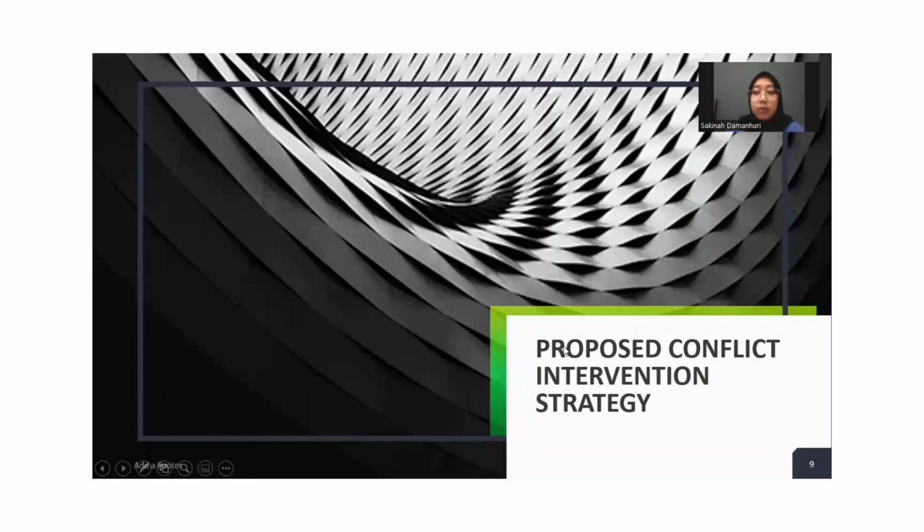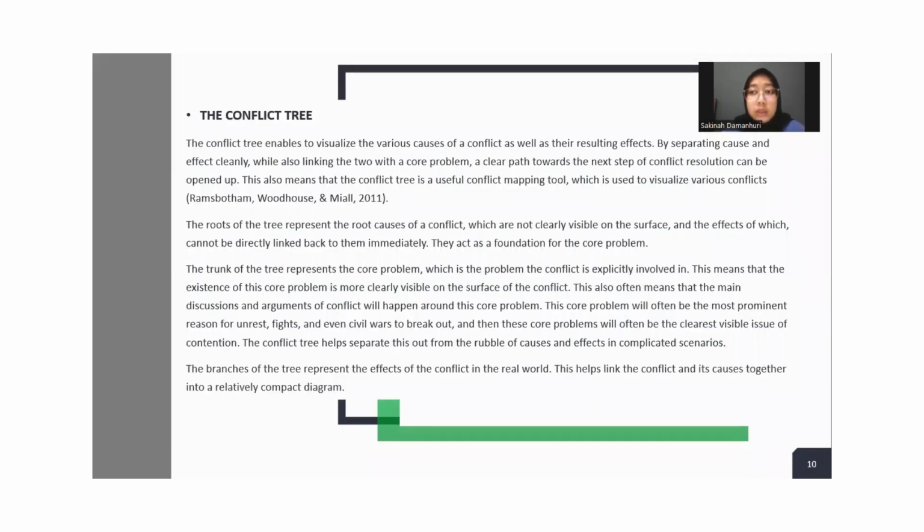Okay. So for my part, I will continue with the proposed conflict intervention strategy. The first one, I will talk about the conflict resolution tools. The first one is we have to use the conflict tree. The conflict tree enables us to visualize the various causes of a conflict as well as their resulting effects. By separating cause and effect cleanly while also linking the two with the core problem, a clear path towards the next step of conflict resolution can be opened up.